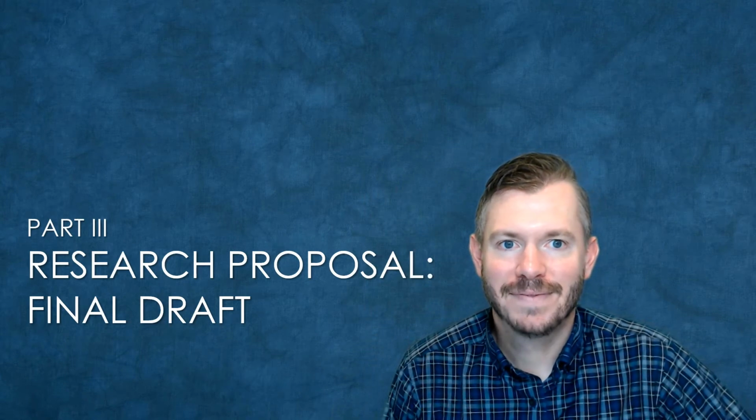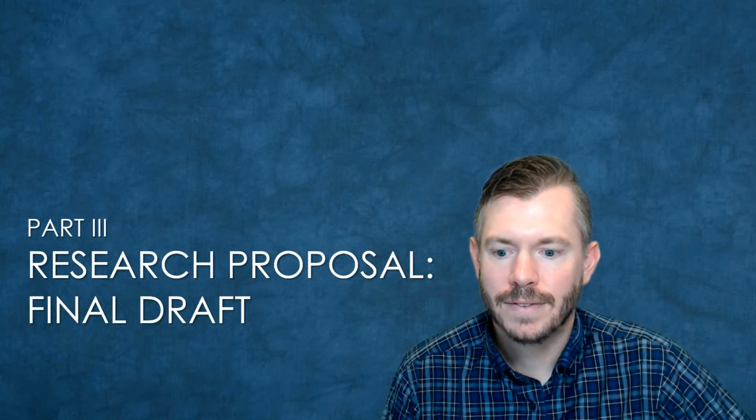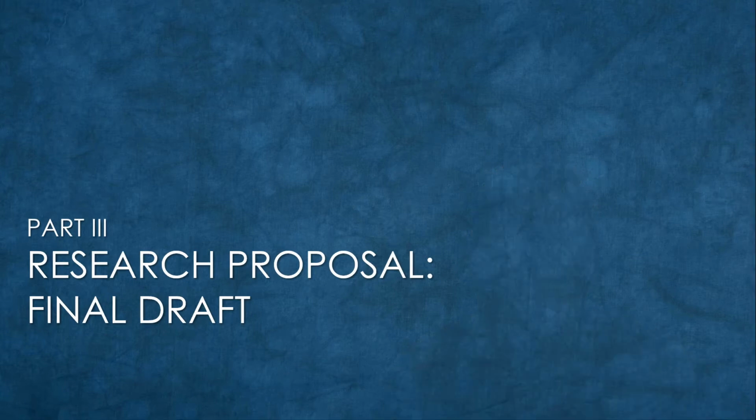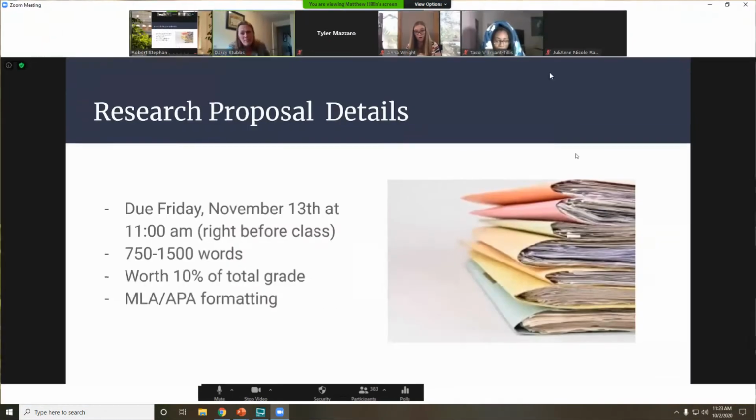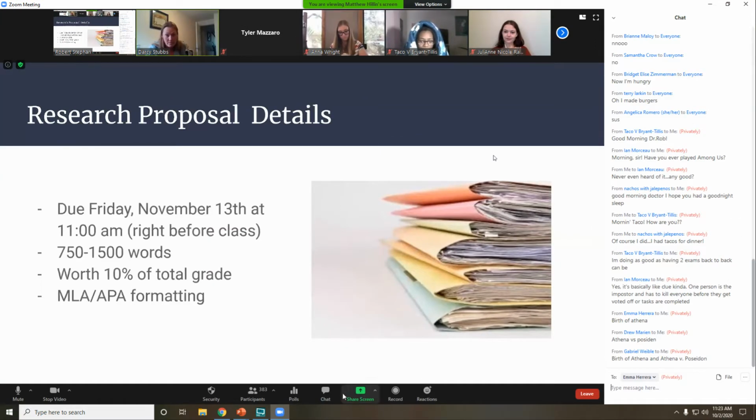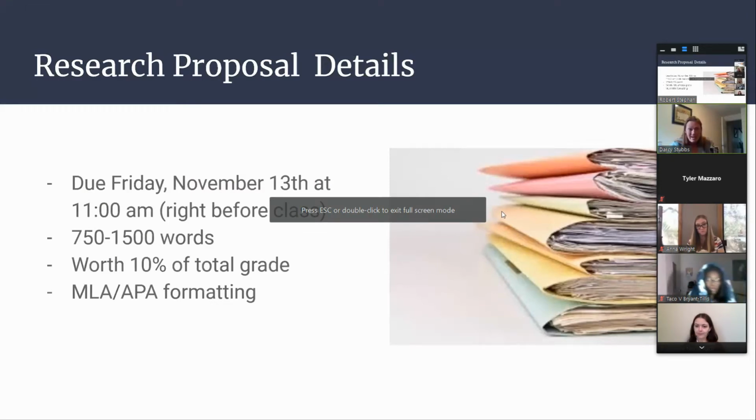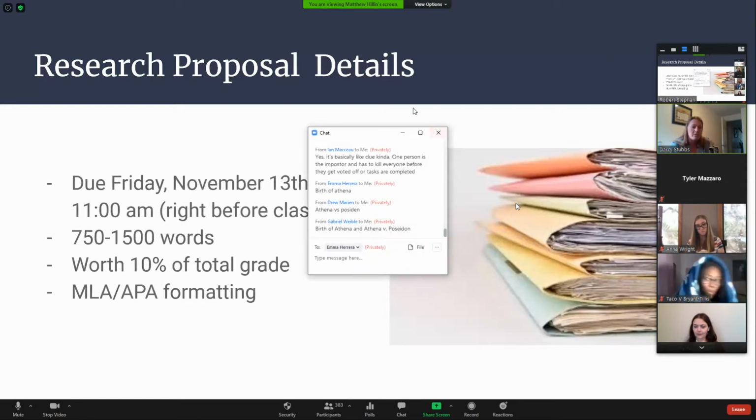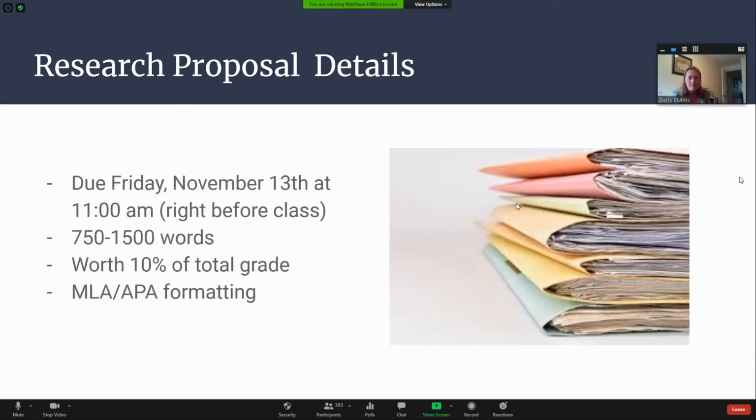So, you guys just got done with the rough draft of your project. So it's a three-part project, as you know, rough draft in the bag. It's already done. You don't have to worry about that. So I just wanted to talk a little bit about the final draft of the research proposal. So you've got a little bit over a month to work on this. It's due November 13th. That's a Friday, 11 o'clock, right before class. It'll be 750 to 1,500 words, and then it's going to be worth 10% of your grade. And remember, you need to use MLA, APA formatting.